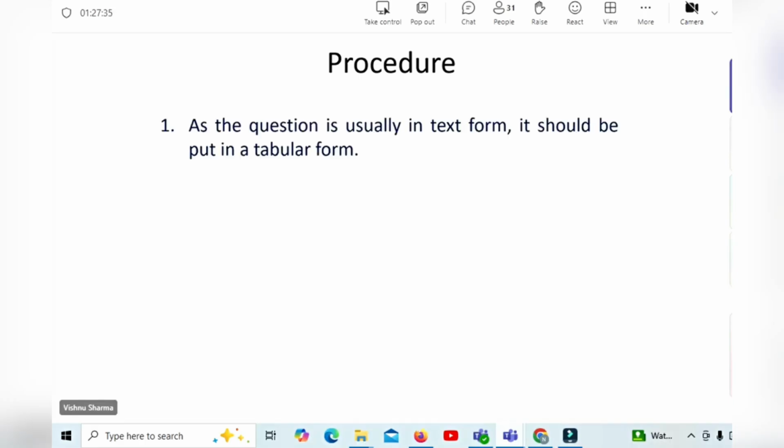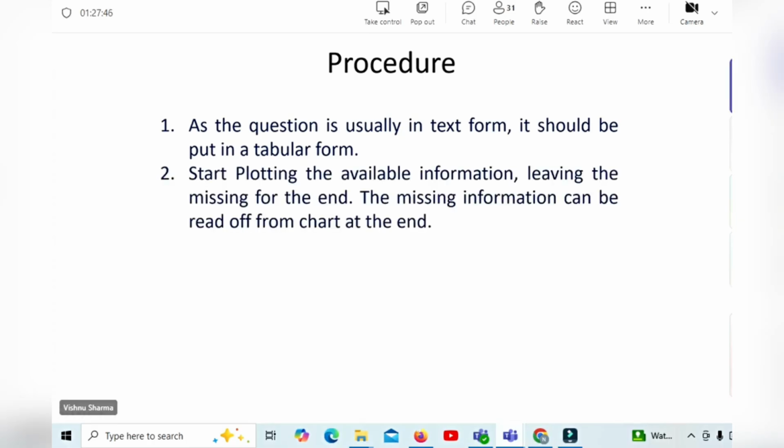The procedure is, as the question is usually in text form, first you should convert that into a tabular form. It will make it easier for you. Then start plotting the available information, leaving the missing for the end. The missing information can be read off from the chart at the end. Of course, there can be some typical questions which you may have to solve from both sides. We'll see one such question and I'll share the video later on. But most of the questions you can just move straight and keep plotting whatever is given. Whatever is missing, just skip it, and it will show up in the end.